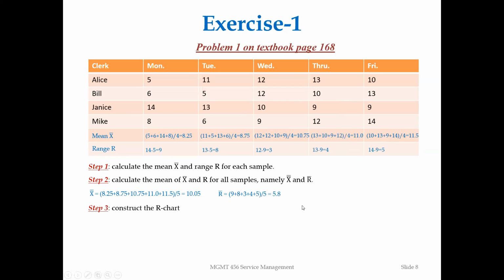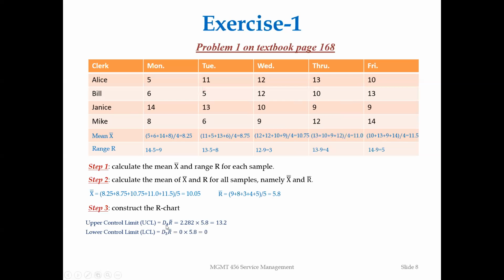Step 3: we want to construct the R chart. To construct the R chart, we need to know the values. First of all, we have a formula. We need to determine the upper control limit and lower control limit by using a formula. To use the formula, we need to know the values for D3 and D4. How do we get D3 and D4? D3 and D4 are from a table based on sample size. When you check the table, you look for the right sample size. For this particular example, again, the sample size is 4.